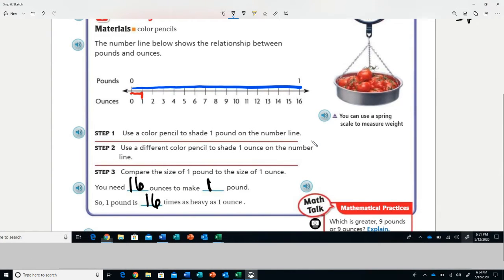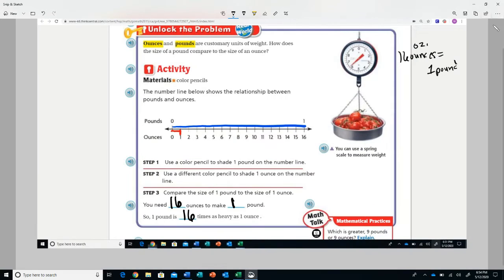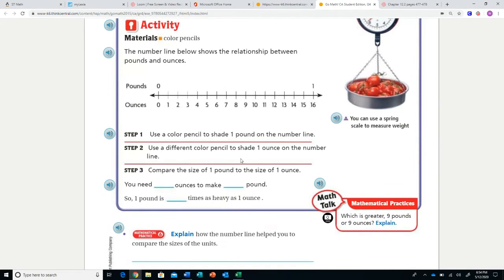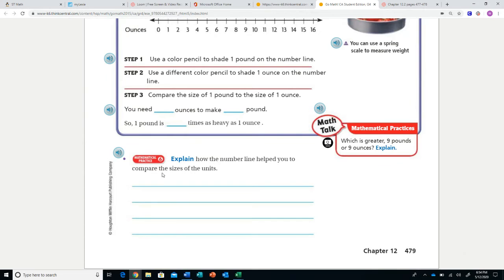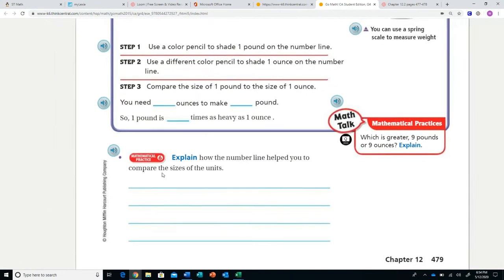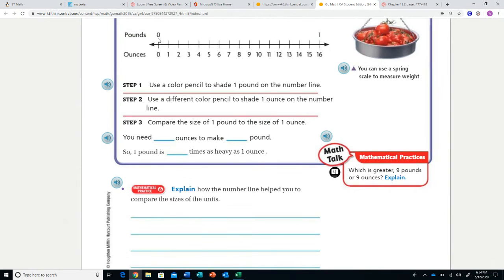Math talk here, which is greater, 9 pounds or 9 ounces? Well, you tell me if this is a pound, 9 of these versus 9 right here. I think that's a pretty easy one. So I'm going to just zoom out a little bit, close this window. The mathematical practice down here says, explain how the number line helped you to compare the size units. Well, you saw it when it was all the way to the 16 up to where on pounds it says 1 here, but it filled the entire row of ounces to 16, where 1 ounce is way over here. So clearly ounces are smaller than pounds.